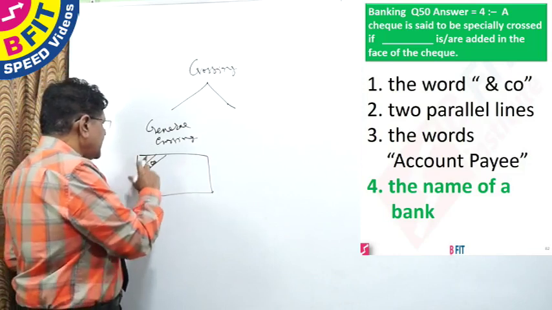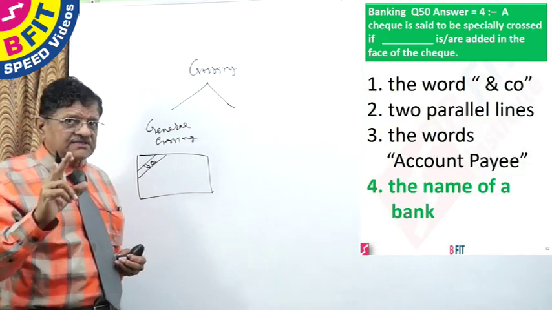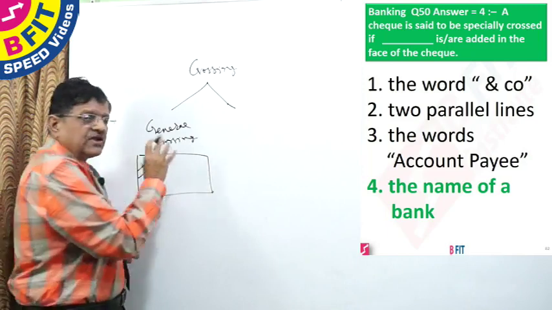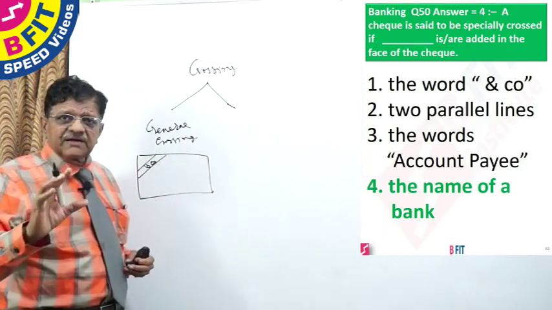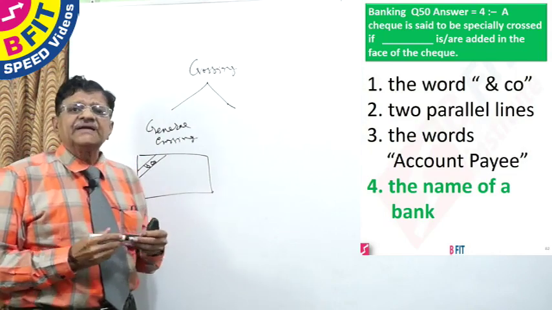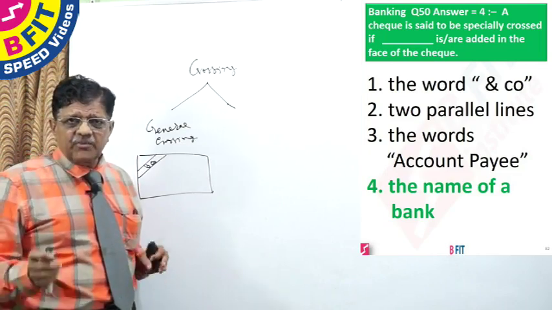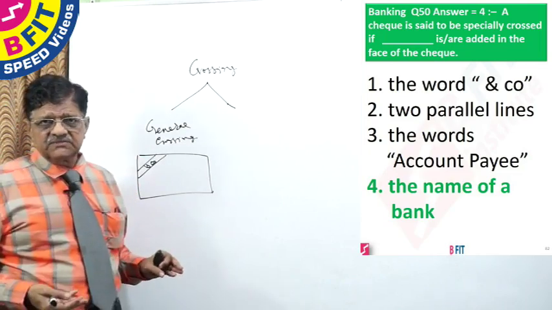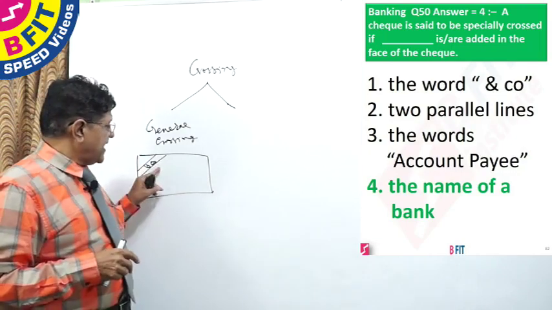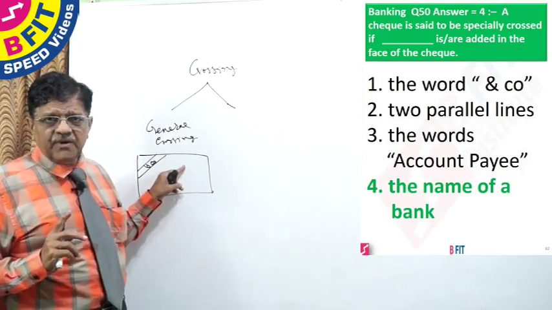So drawing two parallel transverse lines on the face, please remember, it can be anywhere on the face, but it has to be on the face. If you draw it at the back side of the check, it is not a crossing. What is the effect of crossing? A crossed check, cash cannot be paid across the counter, that's all. If a check is crossed, it adds an additional security feature for the check. No bank can pay cash across the counter. The drawee bank cannot pay. It has to be deposited in the payee's account, and then that bank will collect the amount and pay him.